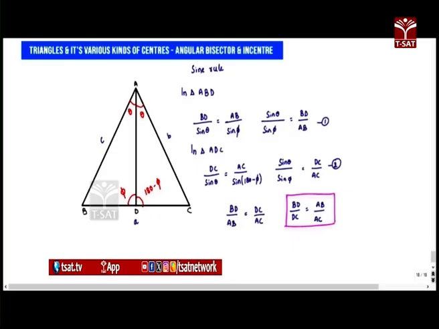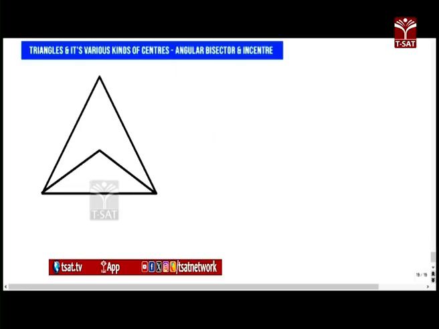So it divides BC in the ratio of c is to b. I would say BD equals c out of b plus c into side a. If you want DC, it is equal to b out of b plus c into that side a. Now here in this triangle I am taking two internal angular bisectors.